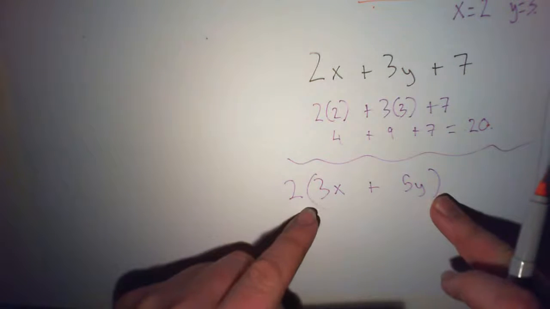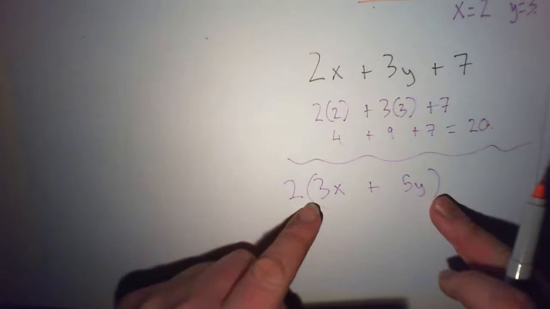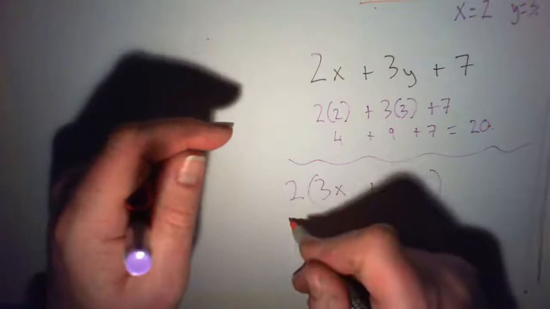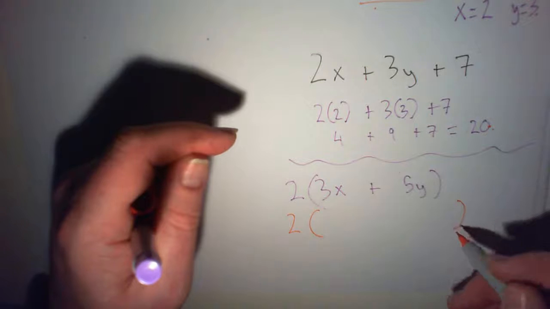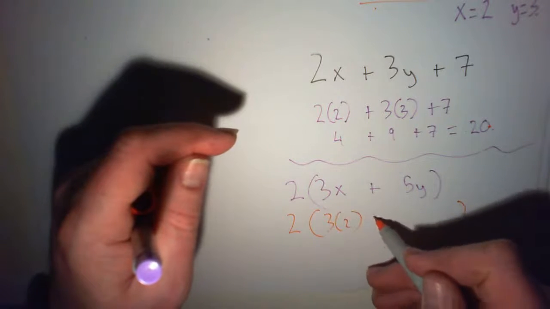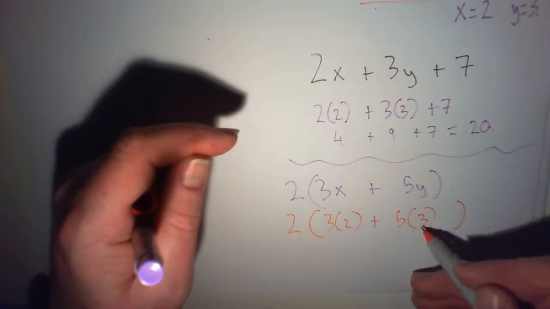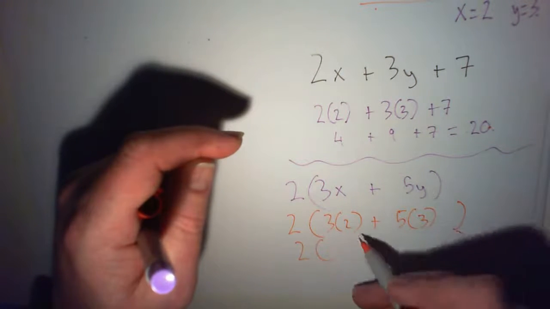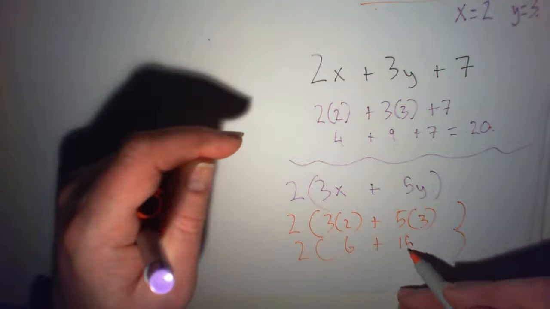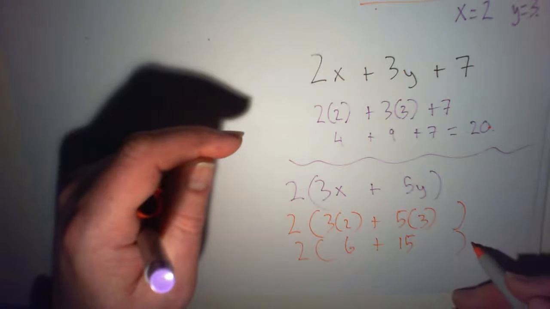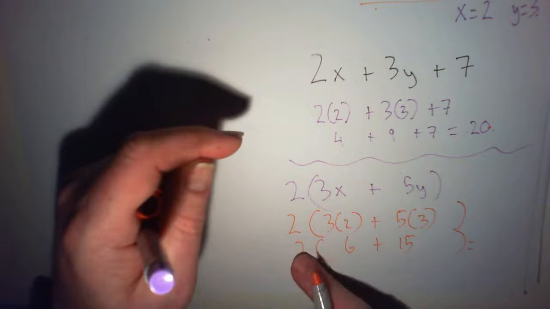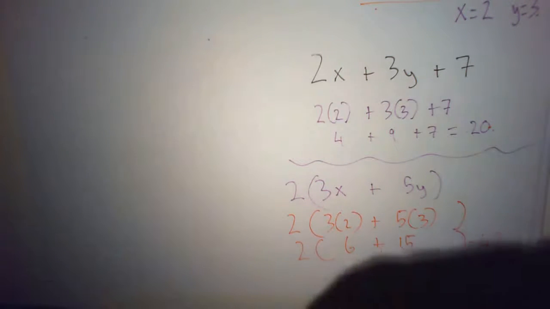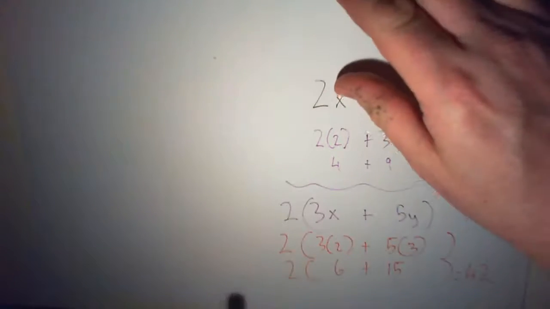Personally, I think you should probably do inside the brackets first, and then double it. So this is really going to be 2 times 3 times 2 plus 5 times 3. Okay, so that's 2 times 6 plus 15, which is 6 plus 15 is 21. 2 21s are 42. Okay, all right, we'll try another one, but we'll use different letters this time.